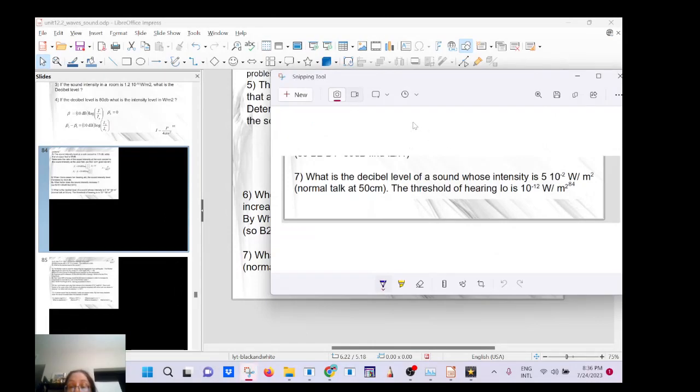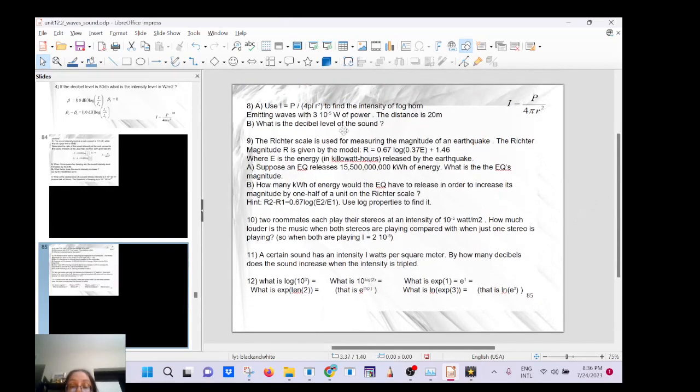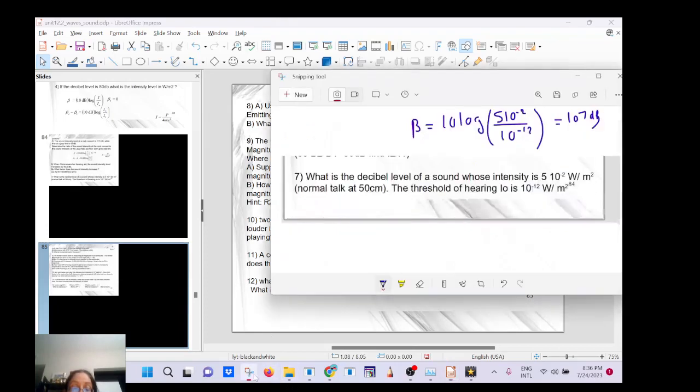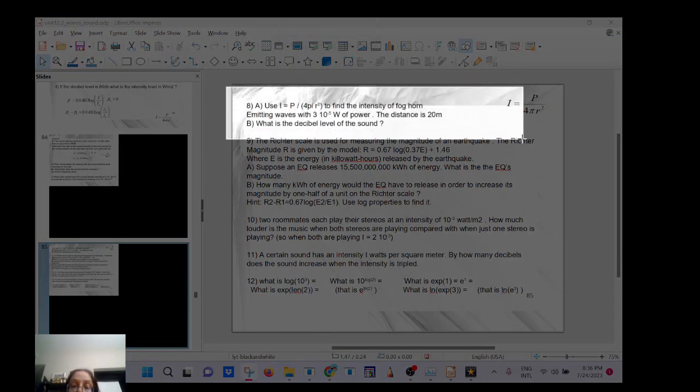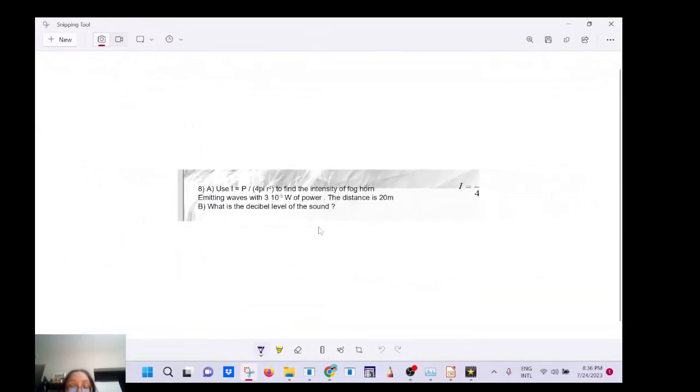Okay, so the decibel level equals 10, and then you have a log here. That's going to be 5 times 10 to the negative 2 over 10 to the negative 12. Okay, and I think you get 107 decibel. Okay, so this one maybe it's more interesting. I might not do all of them, but again, you should stop the video and try to do them.